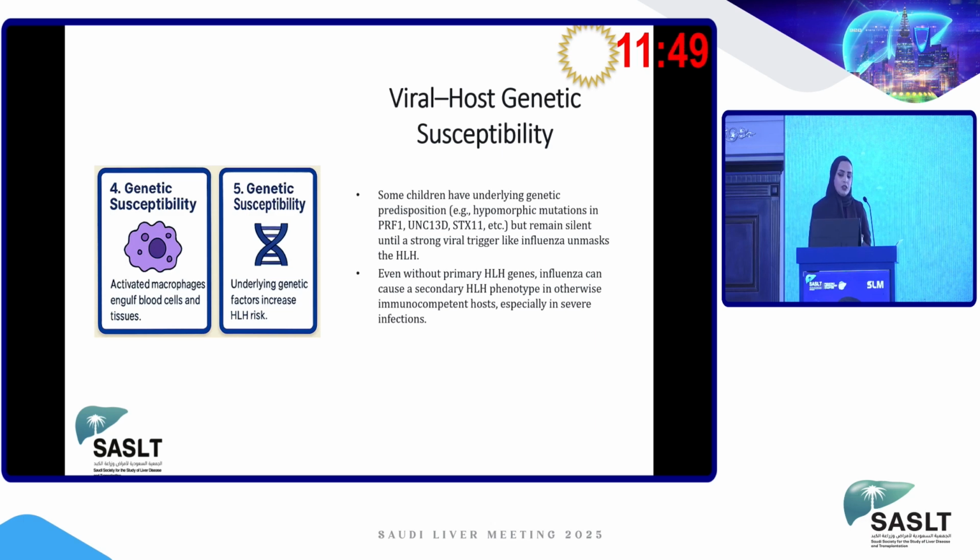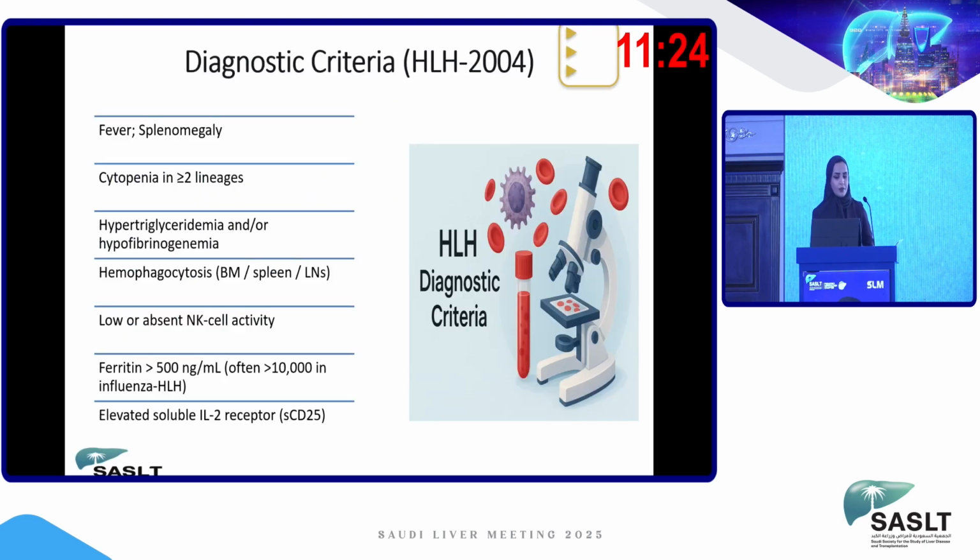Actually, there are some patients who have an underlying predisposition compared to other kids, having an existing mutation which is silent until they are hit by a viral trigger like influenza, which unmasks their HLH presentation. So even without primary HLH genes, influenza can cause a secondary HLH phenotype in otherwise immunocompetent children.